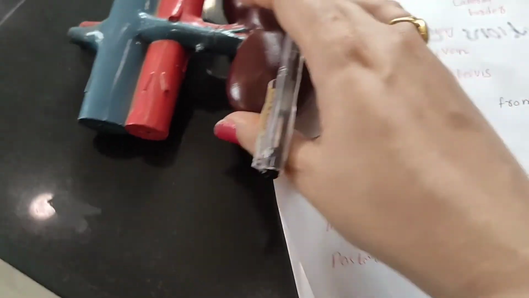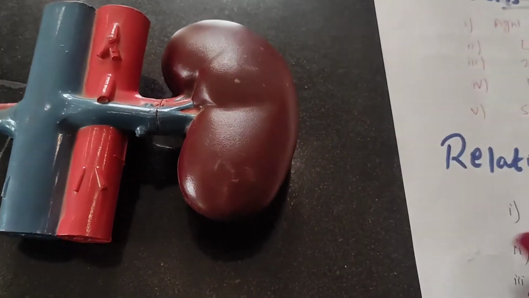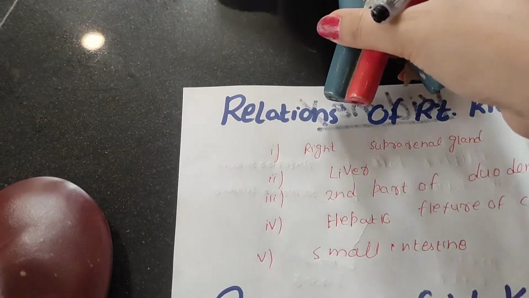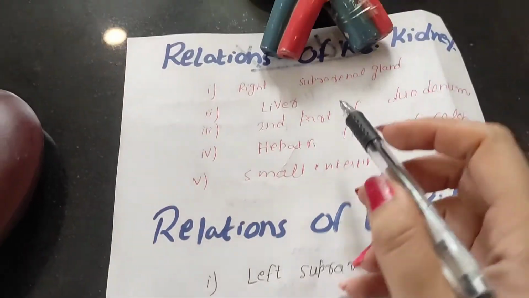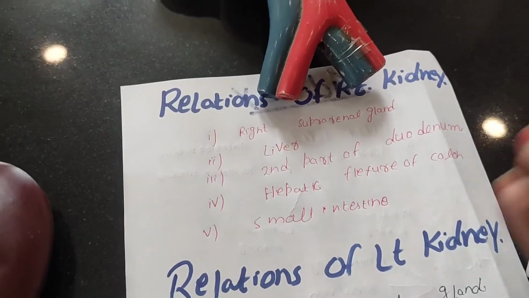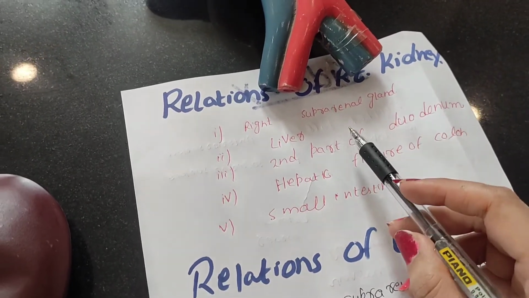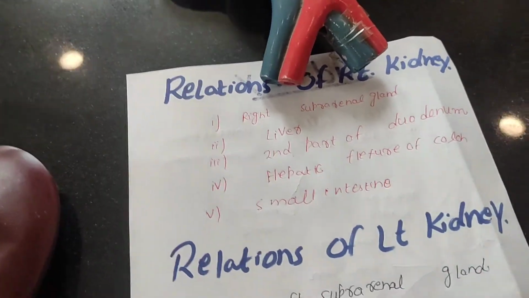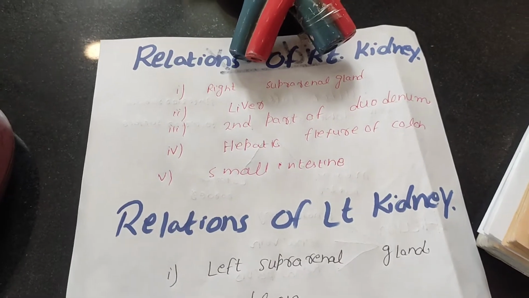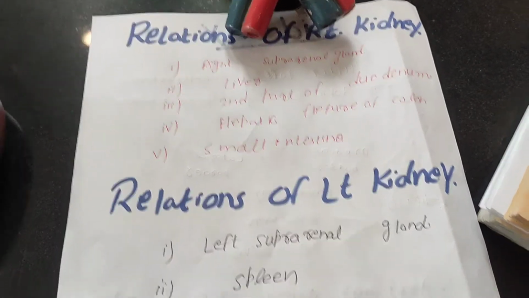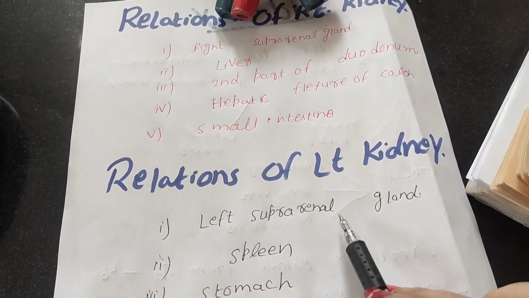Now comes the different relations of the kidney according to their location. So first of all we have the relations for the right kidney. What are the things which are different in the right kidney? One is going to be the right suprarenal gland. Again, the suprarenal gland is present on both sides, but on the right side there is the right suprarenal gland, on the left side it is the left suprarenal gland.